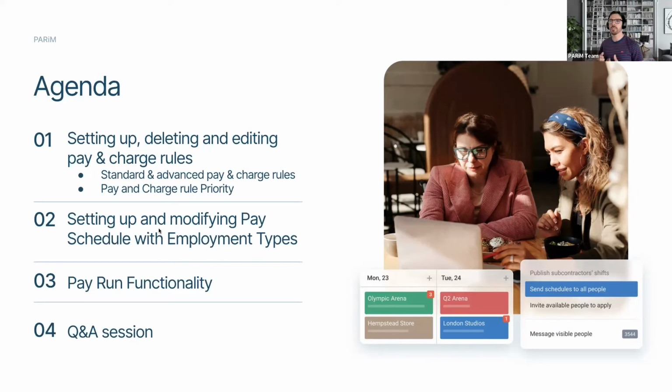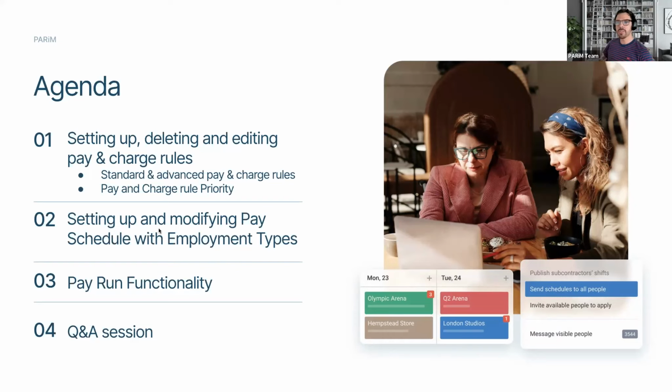Then we're going to be moving into the pay schedule. This is going to help you take those pay and charge rules and those shifts that have been completed, and pull them using the pay schedule and the pay run, which I'll be discussing further. This would help you get the information that you need, pull it out of Parim, and then import it into your accounting software. That way you can create invoices for your clients if you're using charge rules, and then of course pay out your employees and your staff.